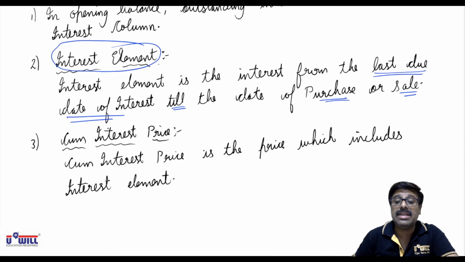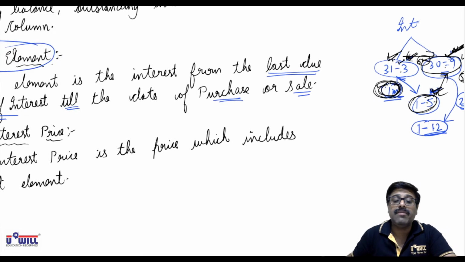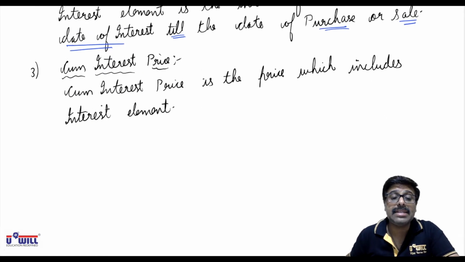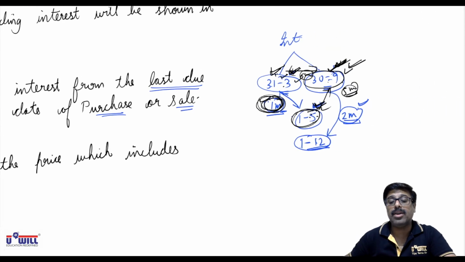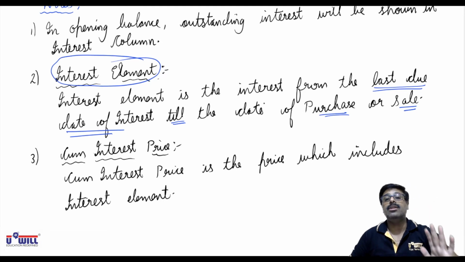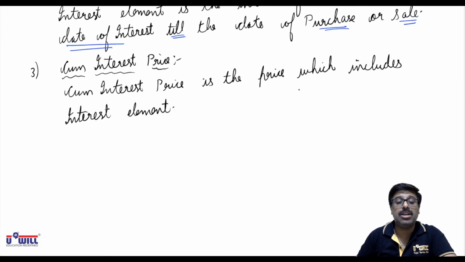So cum interest price means the seller will sell you the securities including that 1 month's interest, which is called cum interest price. That's why I mentioned what is cum interest price. Cum interest price is the price which includes interest element. And what is that interest element? From the last due date till the date of purchase or sale. So cum interest price will be the price including this 1 month's interest. So neither seller is at a loss nor buyer is at a loss. Seller recovers 1 month interest from the buyer. Buyer will get all 6 months interest from the company on due date. Okay, so cum interest price is the price which includes interest element.